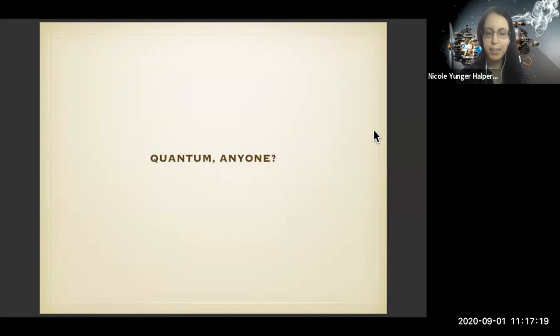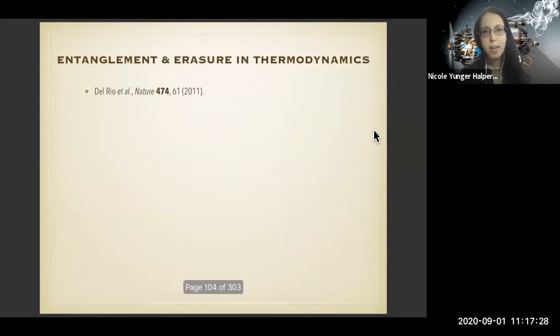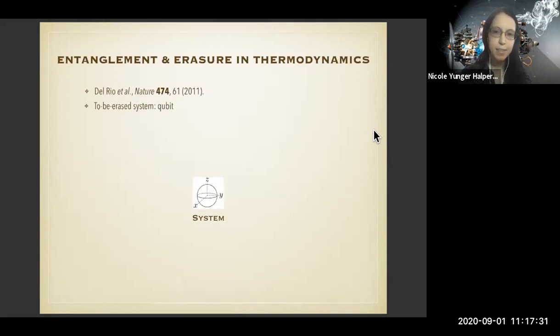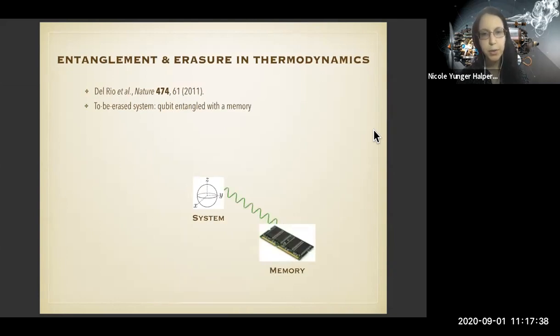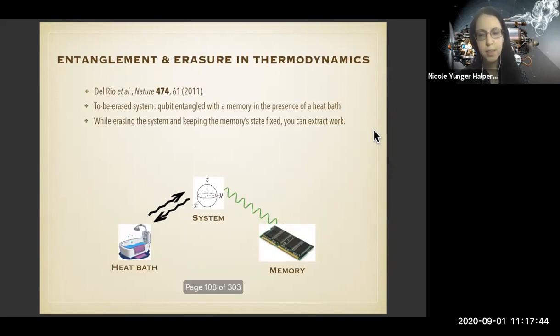I've been telling you a story about a classical particle in a box, but gosh darn it, this talk is called quantum steampunk, so how can we put quantumness in? Here's one way. Suppose that the system we want to erase is not a classical particle in a box, but a qubit that is entangled with a reference, a memory. Again, we have a heat bath around. Then it turns out we can erase the system state, so return it, say, to the zero state, while keeping the memory in its same reduced state, while extracting net positive work, which is odd. We just saw that erasure costs net positive work. So we might expect to have to pay net positive work in this case.